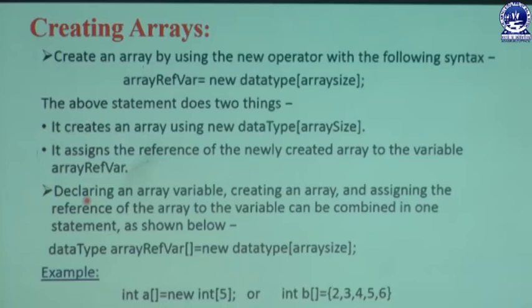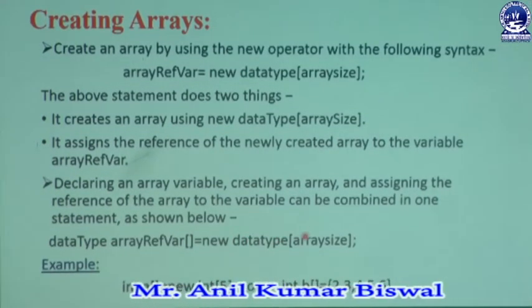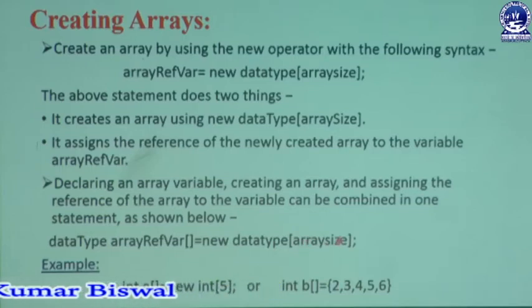Finally, declaring an array variable, creating an array, and assigning the reference of the array to the variable can be combined in one statement. It can be written in a syntax like this: data type, then the array variable, then subscript, equal to new operator, then we write the data type, then a subscript, and in that subscript we write the size of the array. This is the syntax of array declaration. Due to the presence of new data type with size, this line gives the array reference variable its size.